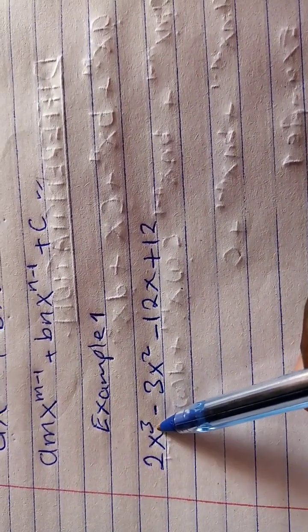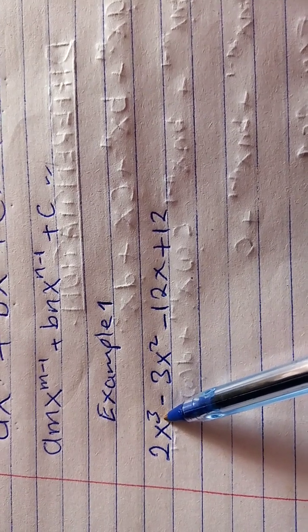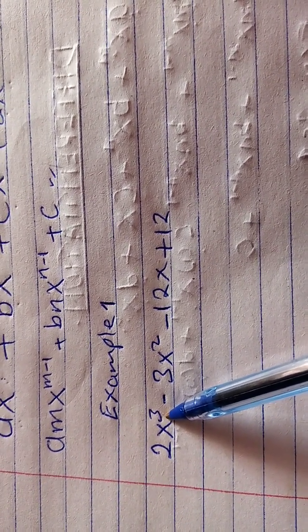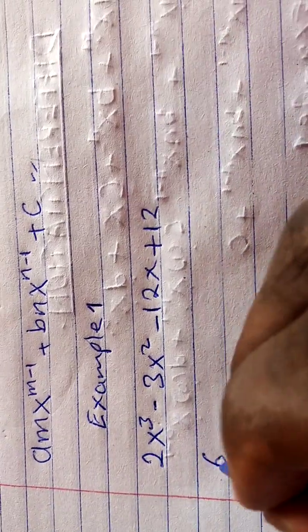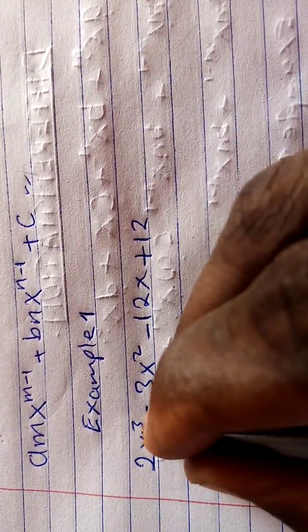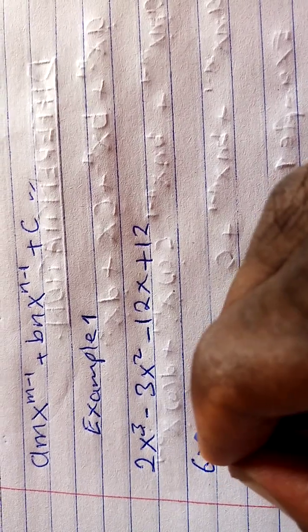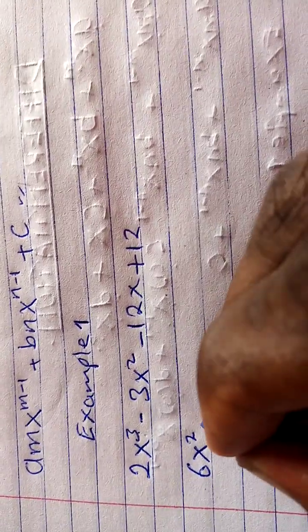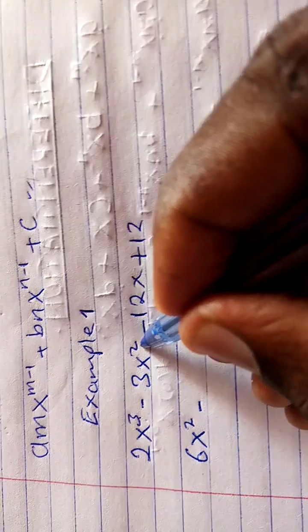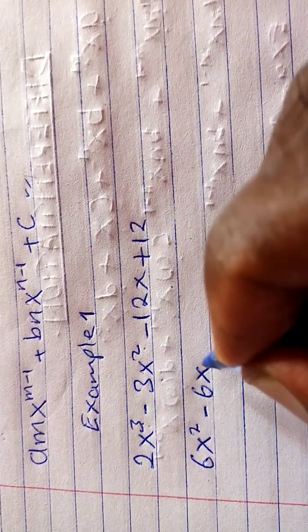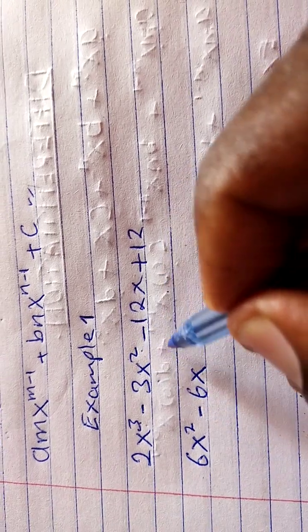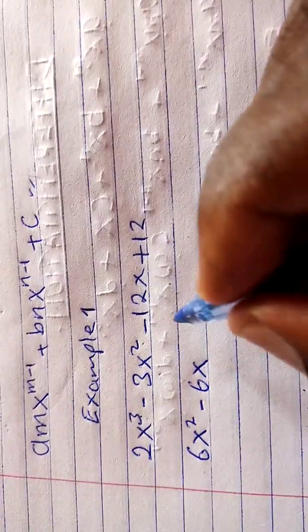Take the degree of x, which is 3, you multiply by 2, so this one will be 6x. Here we subtract 1, so it will be 6x squared, minus 2 multiplied by 3, that is 6x. Here we subtract 1, it will remain 1, so we don't write it there.